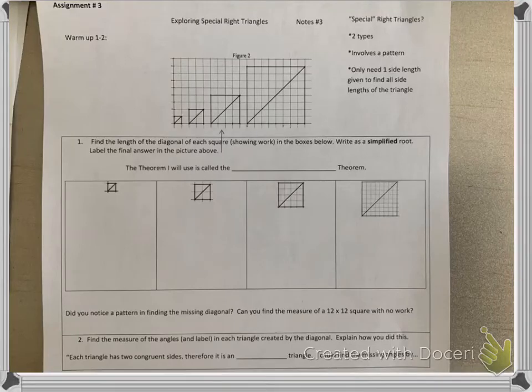For assignment number 3, we're going to be exploring special right triangles and how we can use patterns in order to find missing sides of right triangles instead of using Pythagorean theorem. So what's a special right triangle? There's two different types. We're going to look at one of the types today. It involves a pattern in order to find missing sides, and unlike Pythagorean theorem, all you need is one side of the triangle in order to find the other two missing sides, because you're just going to use your pattern to find the missing sides.